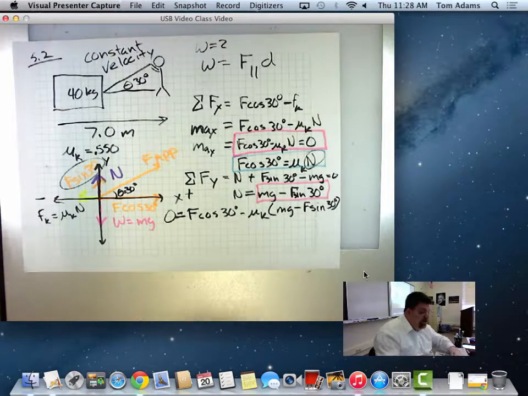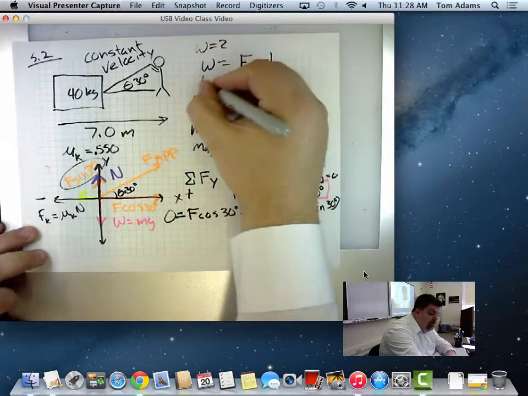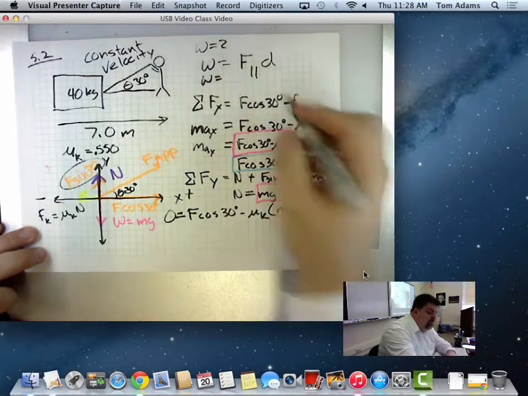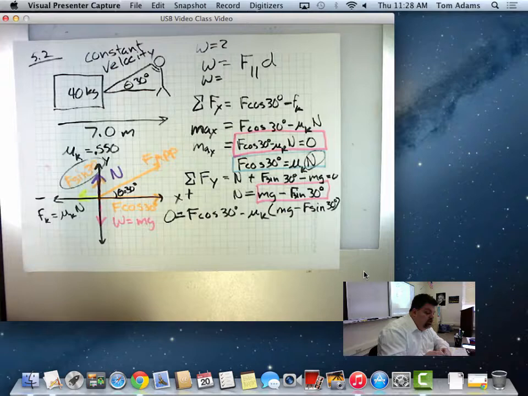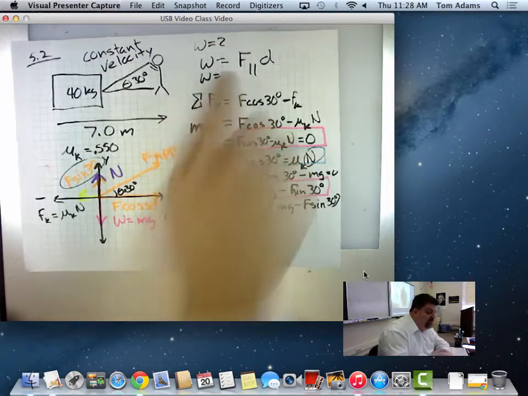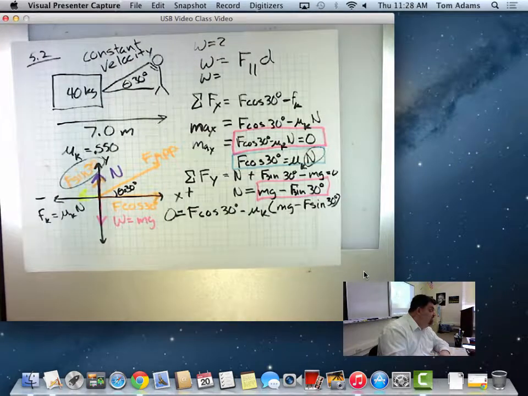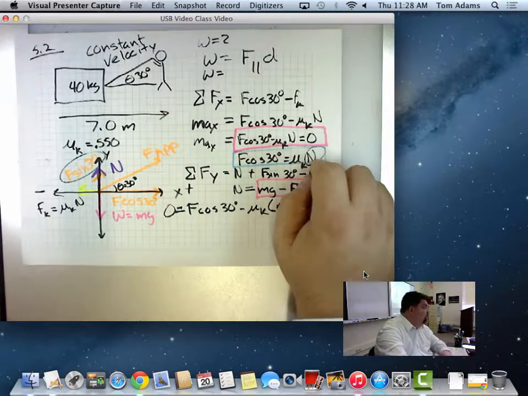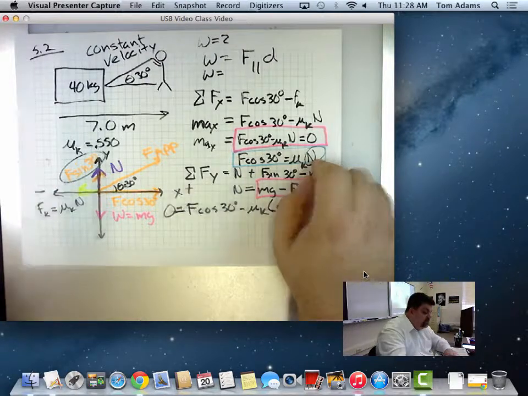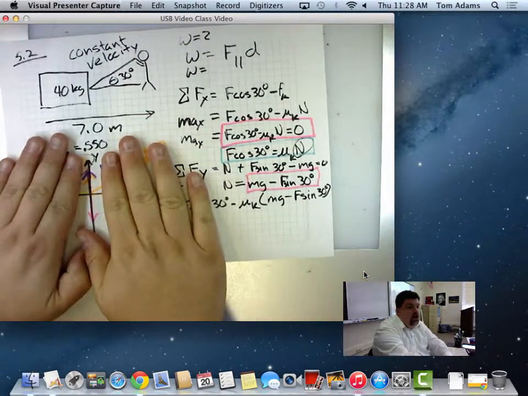Because really, what I need is a force parallel to the displacement times the displacement. So we're trying to figure out what that force is, and we don't know yet. So now the next step: because I need to know what the normal force is, I need to sum up all the forces in the y direction. So I'm only going to focus on all the forces in the y direction.